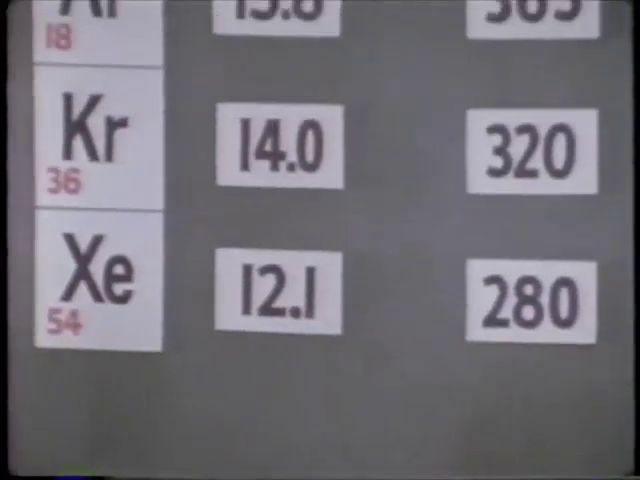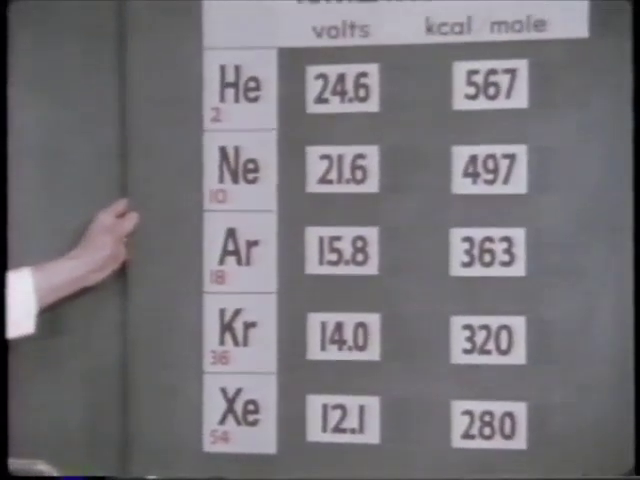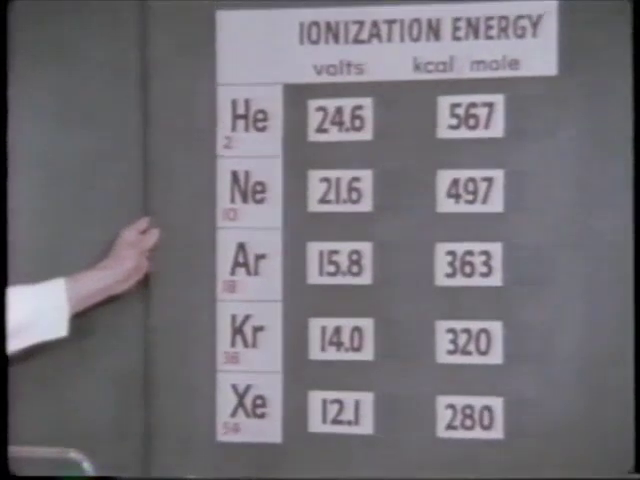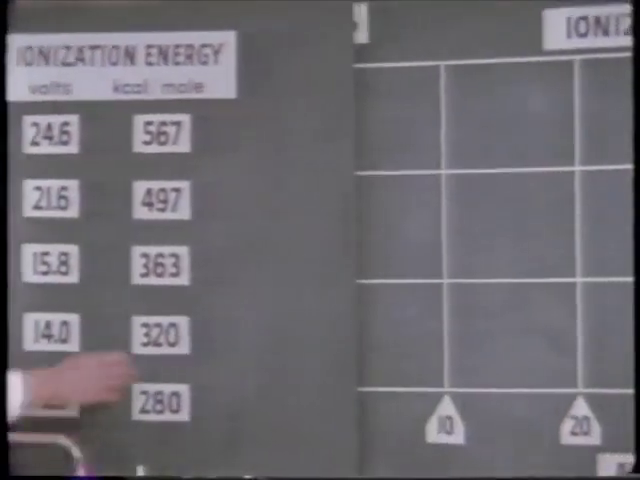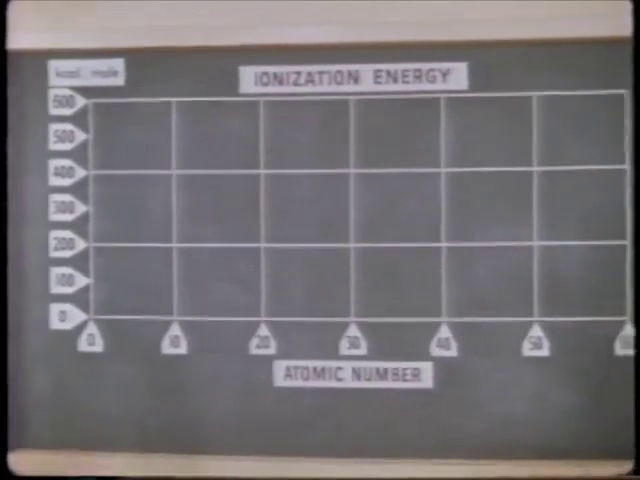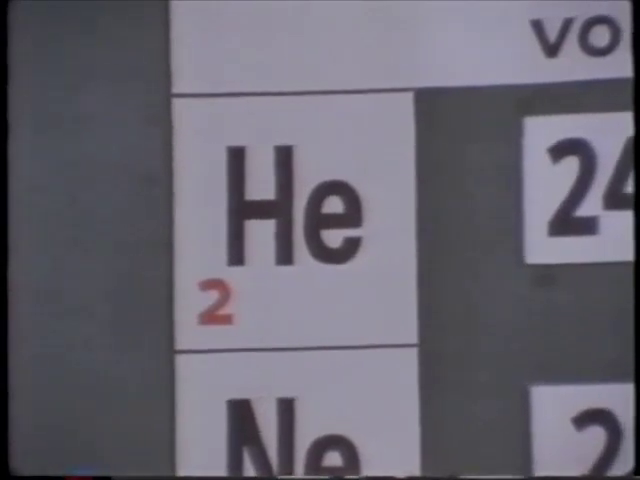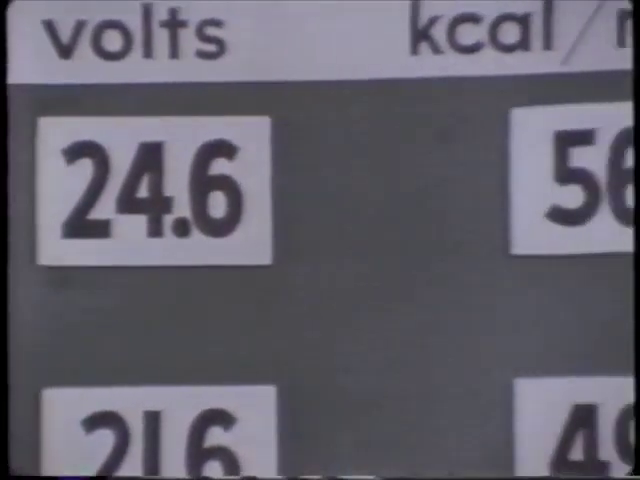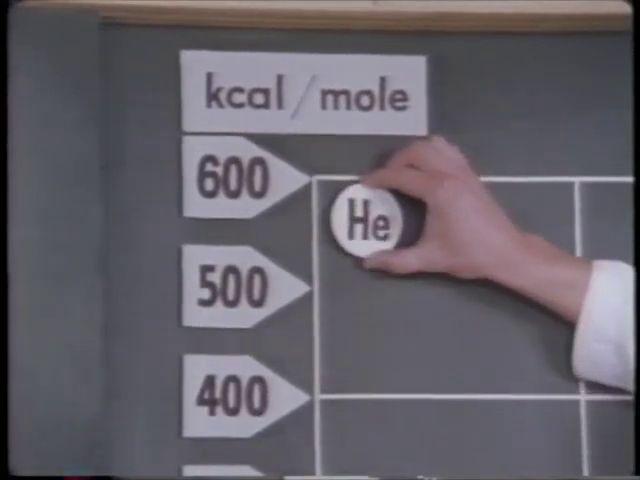From a reference book, we've added the ionization energies of krypton and neon to our list. The ionization energies are all high. Reactive sodium was only 118. Unreactive neon is 497 kilocalories per mole. Plotting these ionization energies against atomic number will show any trends as related to the periodic table. Helium, with atomic number 2, has an ionization energy of 567 kilocalories per mole. It goes here.